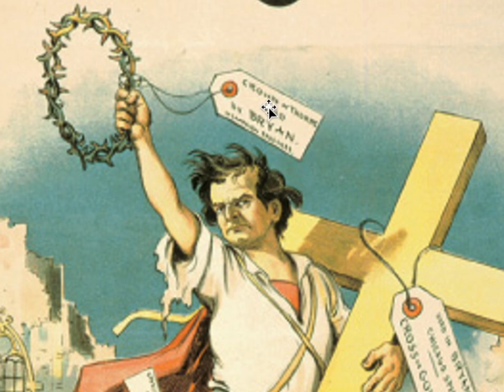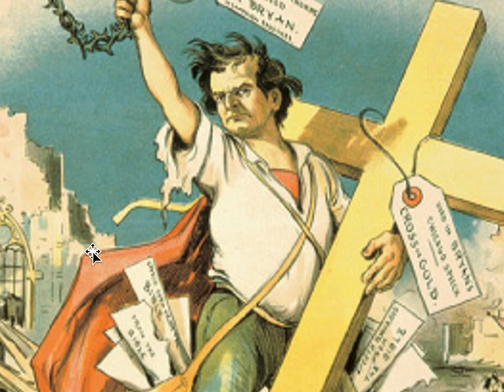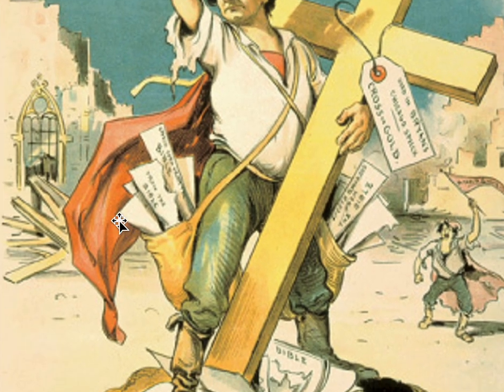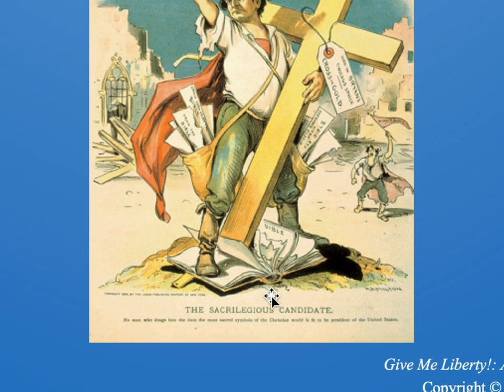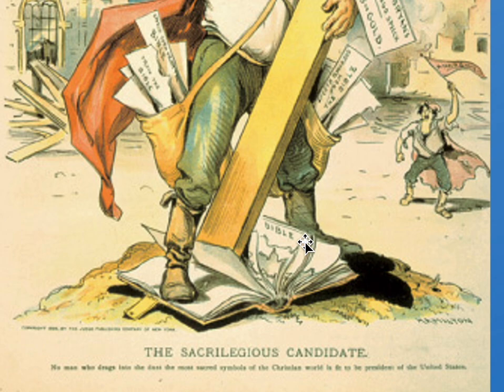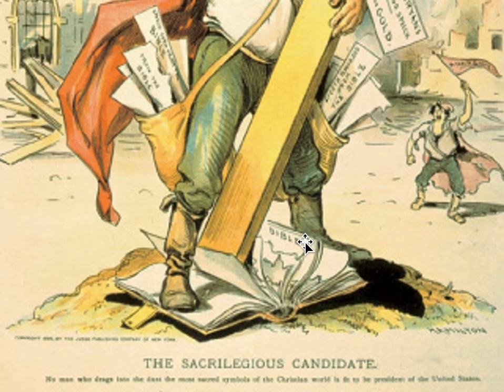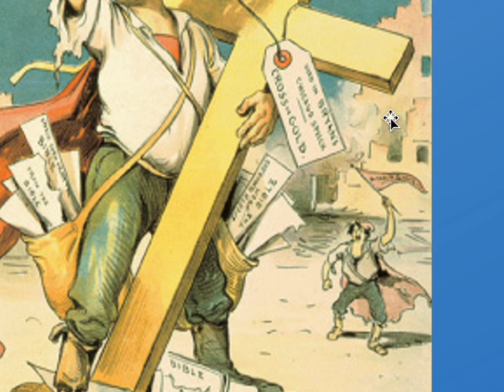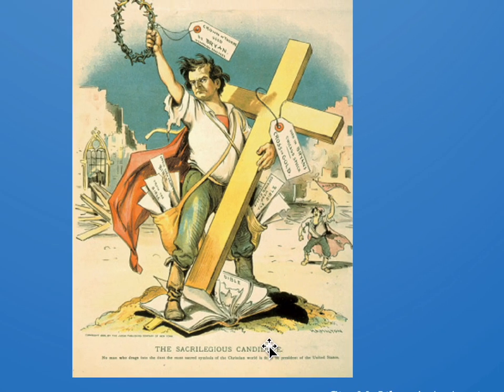This is the crown of thorns that he was like, you're not going to make us wear this. And this is the cross of gold. Can I read what those say? Bible. I think they're making fun of him quoting from the Bible all the time. Bible again. The sacrilegious candidate. I'm going to zoom in. Let me see if I can find a bigger copy. No man who drags into the dust the most sacred symbols of the Christian world is fit to be president of the United States. So don't talk to me about Jesus, you hypocrite. What does that say? I can't tell. Hopefully you can, because your eyes are much younger than mine.